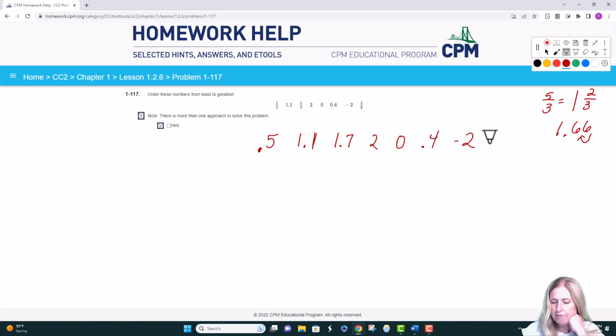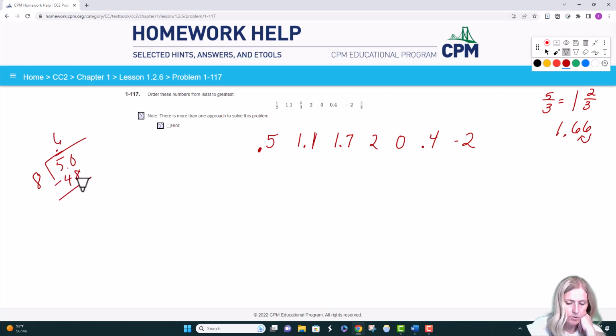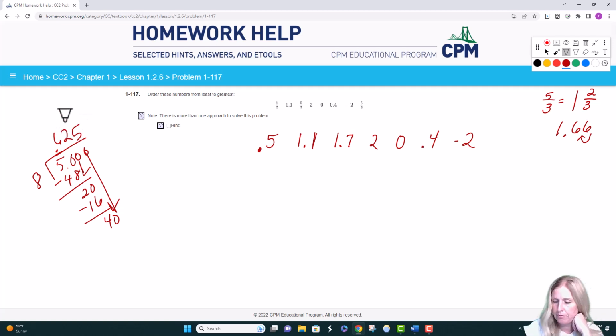If you divide 5 by 8, 6 times 8 is 48. Subtract, 2, bring down the 0. Goes in twice. Bring down one more 0. Okay, so 0.625. Let's let this 5 round that 2 up to a 3.